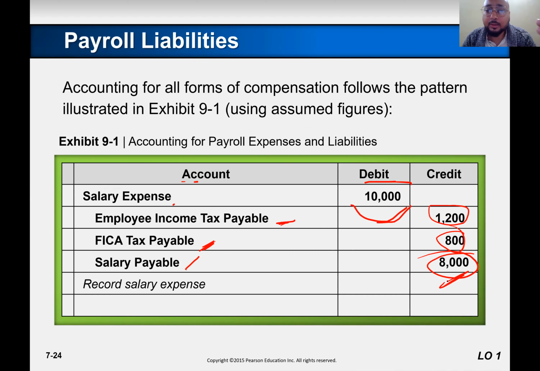And how do you pronounce it? Now you see, 3 things are credited, and 1 thing is debit. So you pronounce it salary expense, to employee income tax payable, to FICA tax payable, to salary payable. Right? If these are like 3 debits and 1 credit, do we have? No, we don't have. Yeah, we do have.